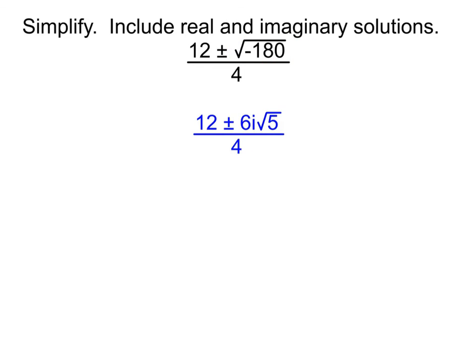All right, so now that we've gotten to this point, we again look to see what can we divide out of every single term in order to reduce this. So again, I'm looking at the 12, the 6i root 5, and the 4. Can I divide everything through by 4 here? No. I can only divide everything through by 2, so that's what we're going to do here, is just divide them all by 2. And when we do that, we end up with 6 plus or minus 3i root 5 all over 2. And so then this would be considered our simplified exact form.